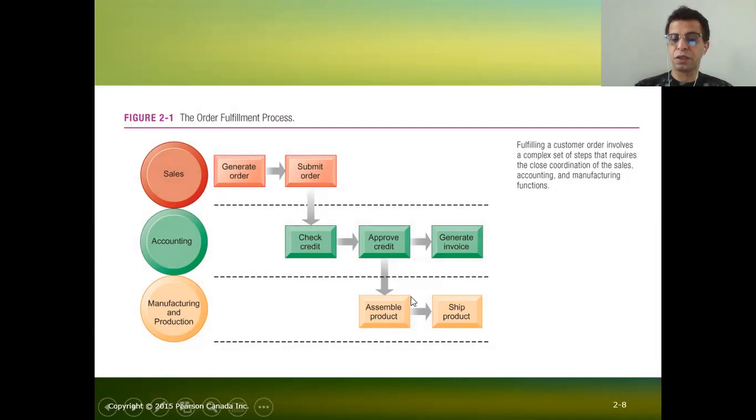If they approve it, it goes to the approved credit, and when it's approved, it goes to manufacturing, where they assemble the product. But after it gets approved, it also goes to generate the invoice. When they assemble the product in manufacturing and production, they ship the product and it goes back to the sales and the accounting to say they have done it. So they will be keeping track of it. These are order fulfillment processes.